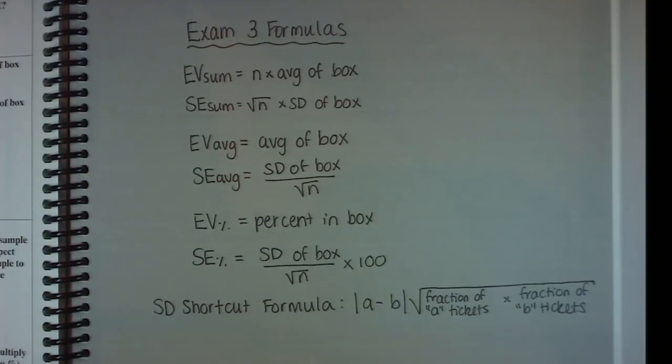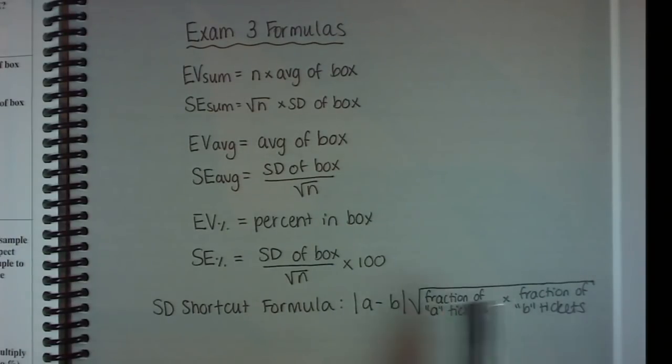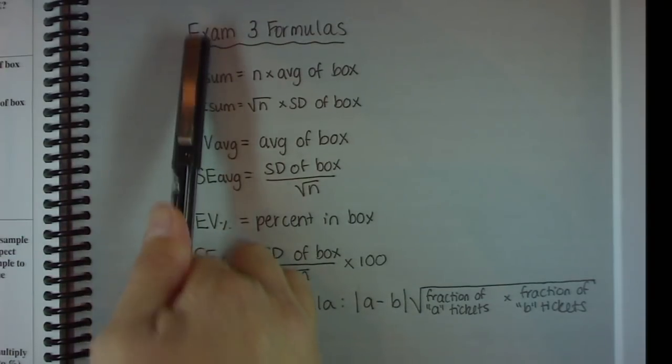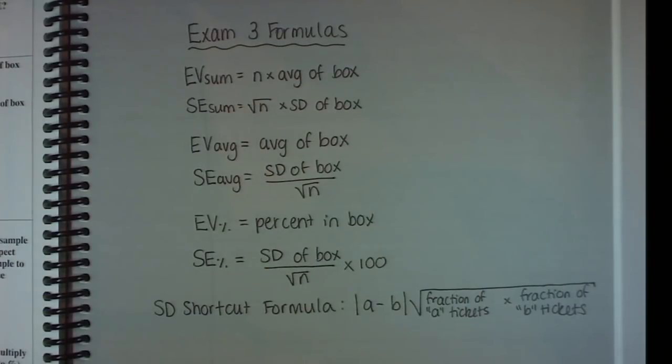And then the fractions, if you want to put the fractions in percents, that's totally fine too. Or decimals, I guess. So like you could put 1/2 times 1/2 in here if you have half ones, half zeros, or you could put 0.5 times 0.5. Either way, you get the same exact answer. So these are the 7 formulas to know for exam 3.